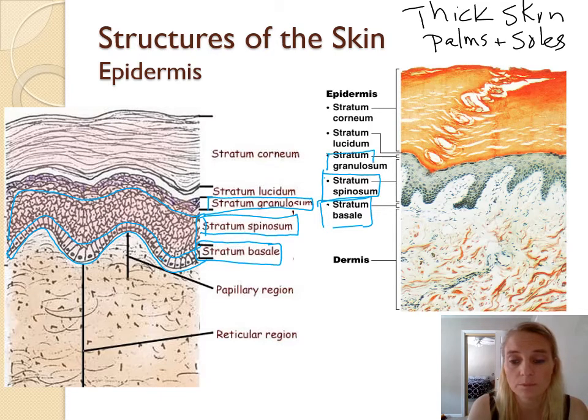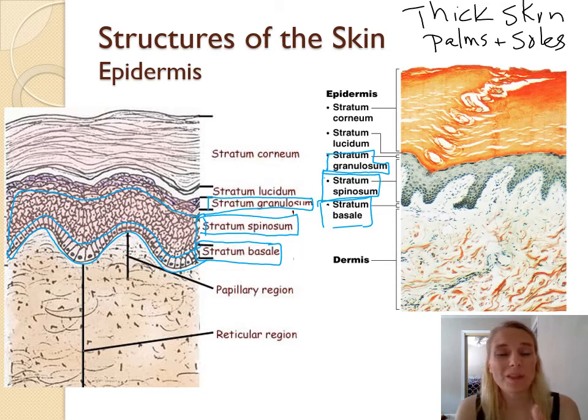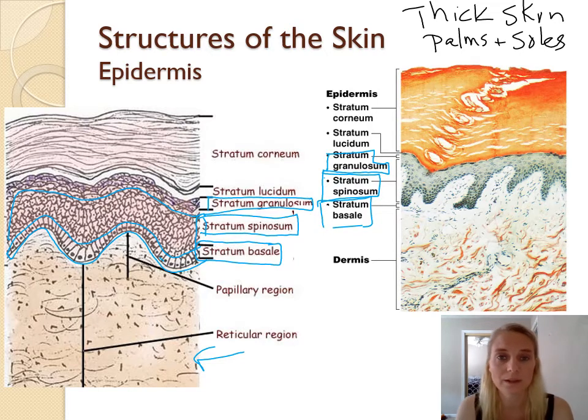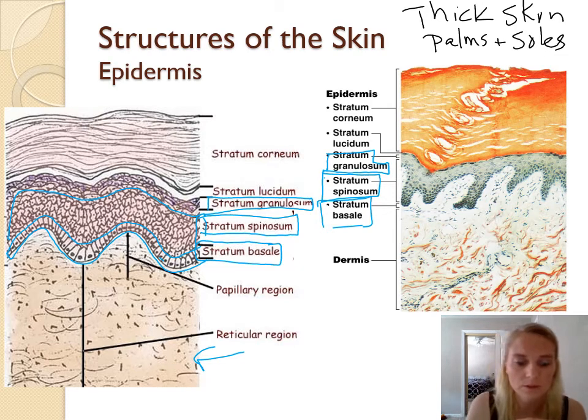Okay. The next layer on top of that is called stratum granulosum. Stratum granulosum, I'll highlight it in both picture and micrograph. Stratum granulosum, at this point, the cells are getting really far away from any blood supply. The epidermis does not have any blood vessels in it. You only get blood vessels down here in the dermis. My pen's not letting me write. I want to write blood vessels.